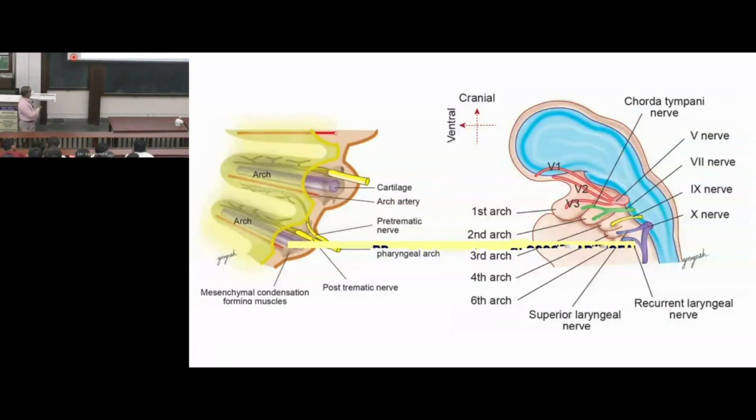So this is showing you the concept of pre-trematic nerve and post-trematic nerve. This is the cleft. Before the cleft is pre-trematic, after the cleft is post-trematic. So the pre-trematic nerve of the first arch, we said, is the chorda tympani nerve. Actually it's a branch of the facial nerve. Facial nerve is a nerve of the second arch. But that pre-trematic branch supplies structures derived from the first arch.